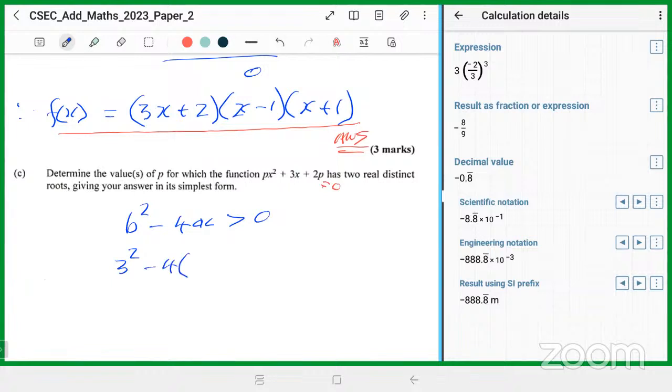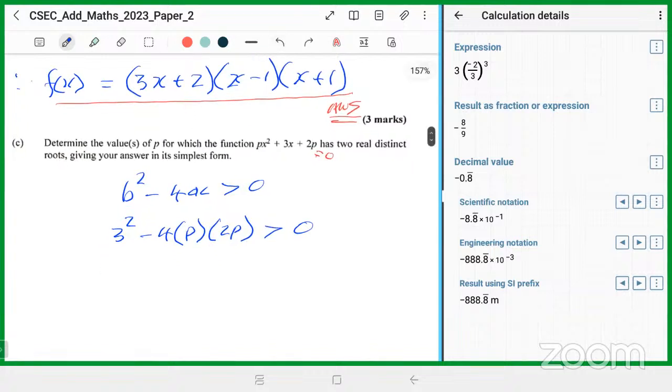What is my a? My a is the coefficient of x squared, which is p, times c. What is my c? My c is a constant term, which is 2p. This is greater than 0. This becomes a 9. So I now have 9 minus 8p squared is greater than 0. That's a quadratic.